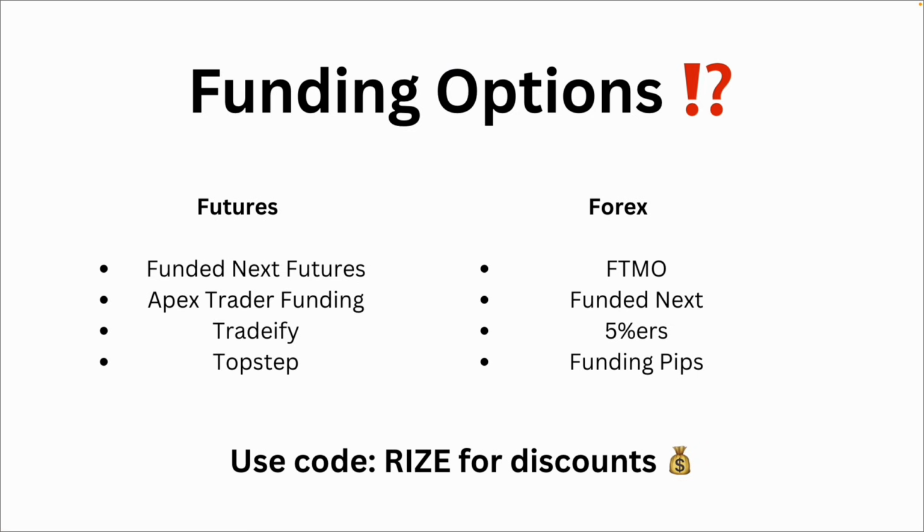Funding options, futures, and Forex. Whatever you guys trade, this is what I would recommend. There's obviously tons of different options out there. Funded Next Futures, very good firm at the moment. Apex Trader Funding for max scalability of 20 accounts. Traderify offers straight to funding solutions. Top Step, obviously OG in the game. Forex, FTMO, get max funded with them. Then you can move on to 5%ers or maybe Funded Next, maybe Funding Pips. FTMO, top dog in the space. You want to start with them, okay?